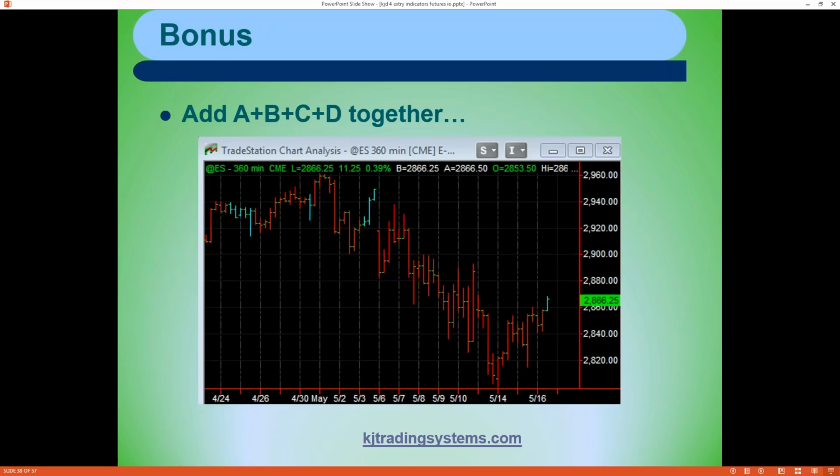All right, so one of the things, kind of as a bonus here, what happens when you put them all together? You know, maybe you're thinking, well, hey, those indicators are okay. What about adding them together? And this was as of this morning, and so now I think this bar went up a little bit more.